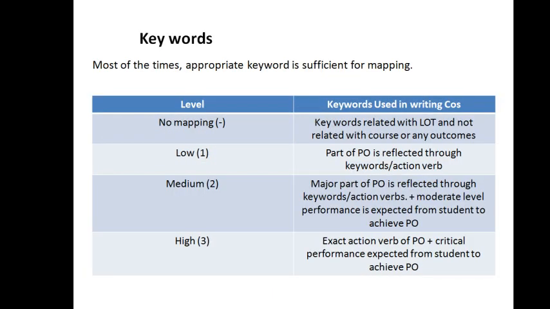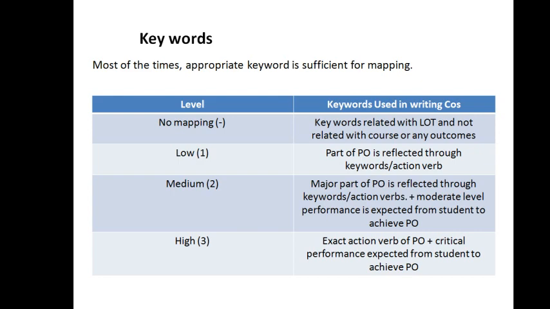And the third criteria is the keywords. I think it is the perfect justification for mapping levels. By using these keywords, it is a perfect justification when compared to the previous two. So no mapping means here keywords related to LOT. LOT stands for lower order thinking. If any keyword is not related with the course or any outcomes, we go for no mapping level. We should not give any mapping.